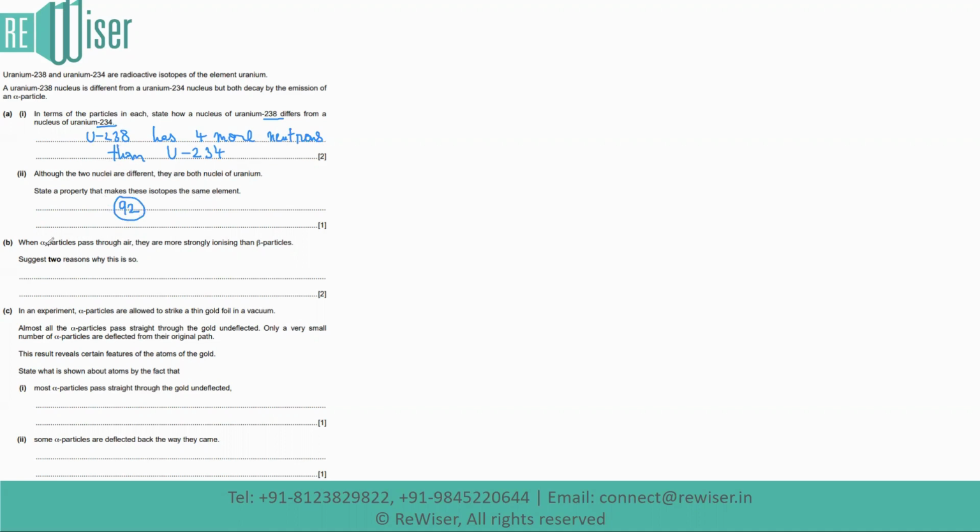Next. Alpha particles pass through the air. They are more strongly ionizing than beta particles. State 2 reasons why this is so. One reason alpha particles are more ionizing is that the magnitude of charge of alpha particles is plus 2e, whereas that of beta is minus 1e. Since the magnitude itself, not just the polarity, is much greater, they have a higher ionizing power. Also, because they have a greater mass, they move much slower than beta particles, and that is another reason why they are more ionizing.